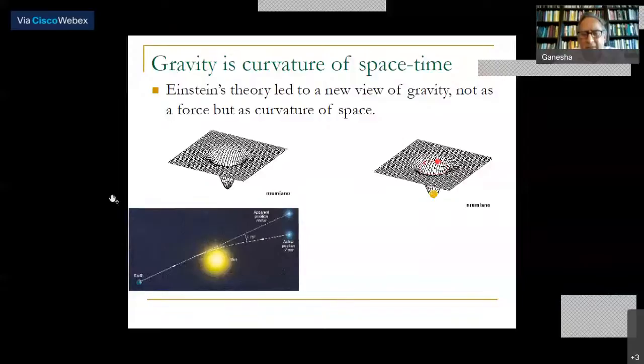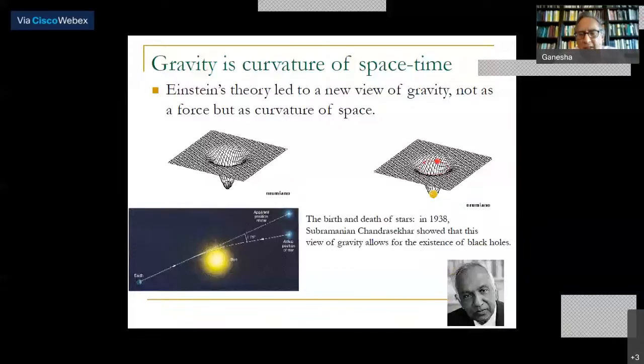This was followed up by Subramanian Chandrasekhar, who started trying to understand the birth and death of stars. When a star dies, the star is so massive that the gravitational field compresses it to a point, and he predicted the existence of black holes in 1938. It was only in the 1980s that there was some experimental evidence to support Chandrasekhar's theoretical discovery of 1938. And finally, I think in 1983, he got the Nobel Prize in physics for this discovery of the existence of black holes.